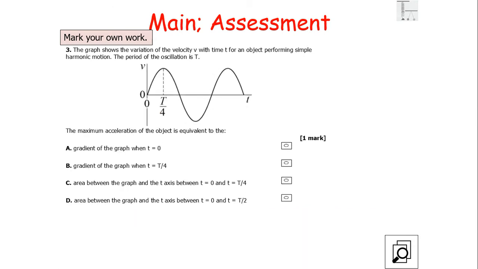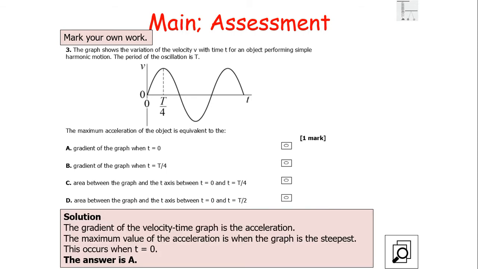Now, question 3. The graph shows a variation of velocity v with time t for an object performing simple harmonic motion. The period of oscillation is T. So the maximum acceleration of the object is equivalent to what? Right. Now the answer for this one is A, because the gradient of a velocity time graph, regardless of whether it's simple harmonic motion or any other type of motion, is equal to the acceleration. So the acceleration is the gradient.